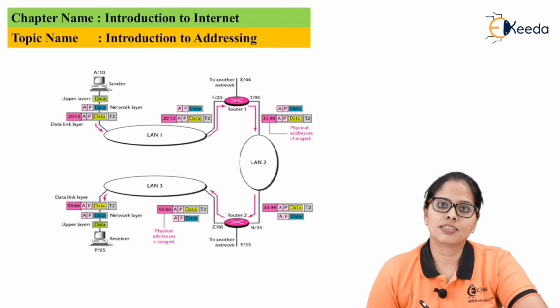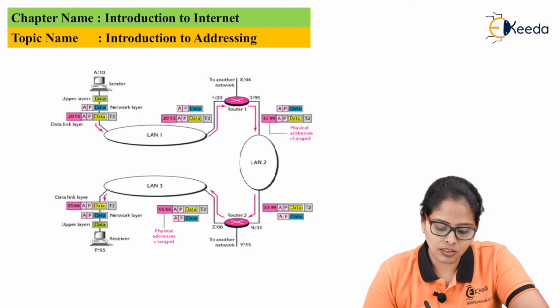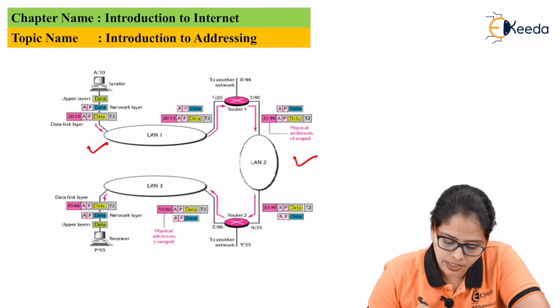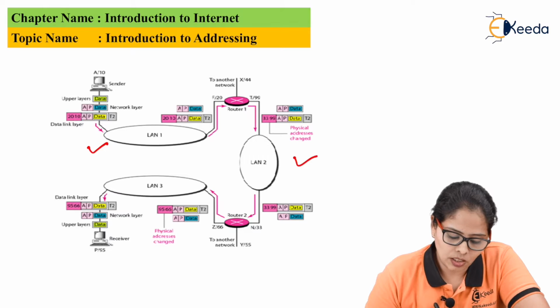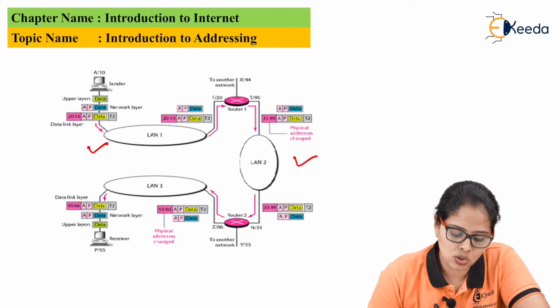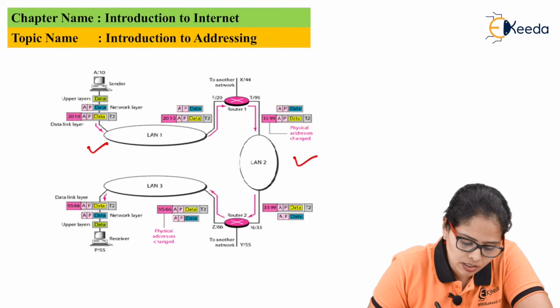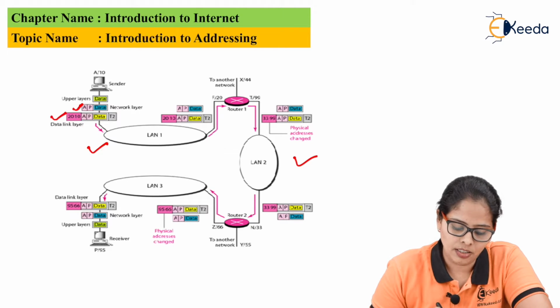Now let us discuss this example. Here, this is one network, this is another network, and this is a third network. Now let us discuss the source. This is my source address and this is my destination address. So here it is showing the source and destination address, that is 20 and 10.